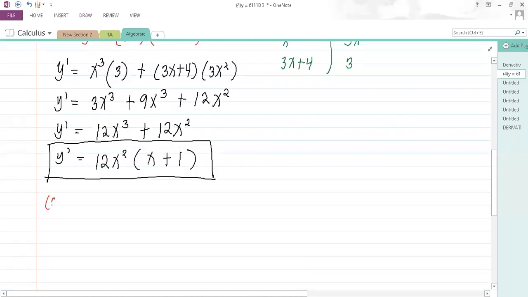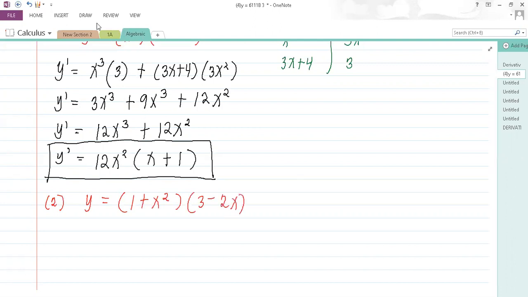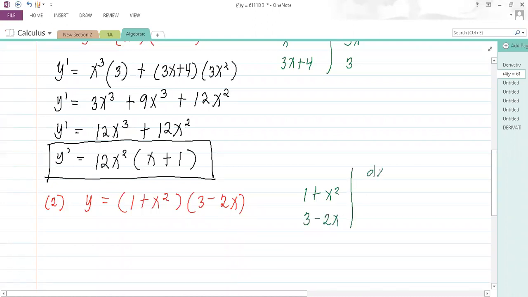So we have number 2. So say, differentiate the given function that is equal to 1 plus x squared multiplied by 3 minus 2x. Okay? So, kunin muna natin yung derivative ng each function. 1 plus x squared, tapos 3 minus 2x. Okay? So, ang derivative ng 1 plus x squared is equal to 2x. Diba? Ang derivative ng 3 minus 2x is equal to negative 2.